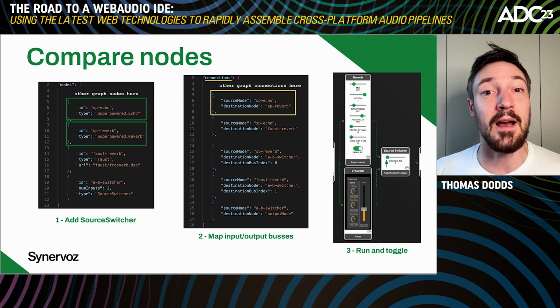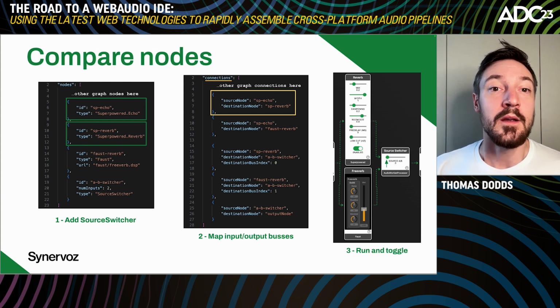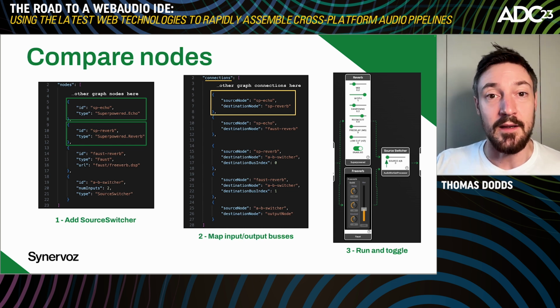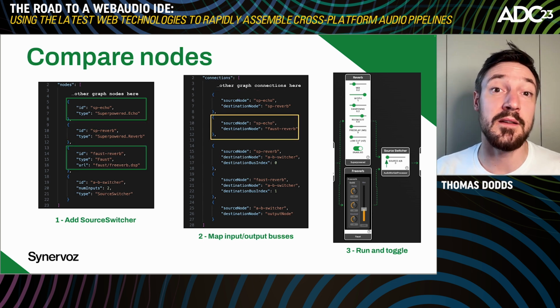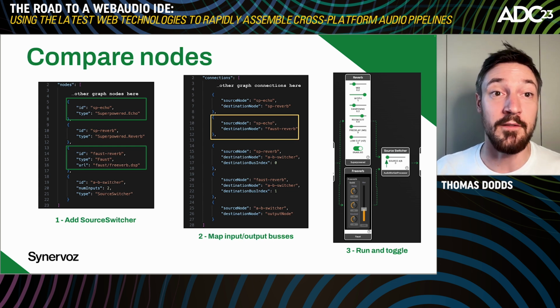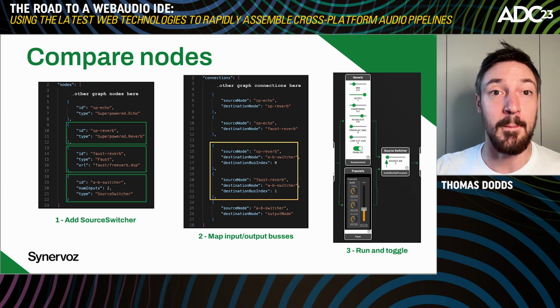First, we'll connect the output from the Superpowered echo node to the input of the Superpowered reverb node, both highlighted in green, with the connection highlighted in yellow. You'll see that we're simply referencing the nodes by ID here, which is a property that we give the node in the JSON. We then continue to connect the same output of the Superpowered echo node with the input of also the Faust reverb node, highlighted in yellow.